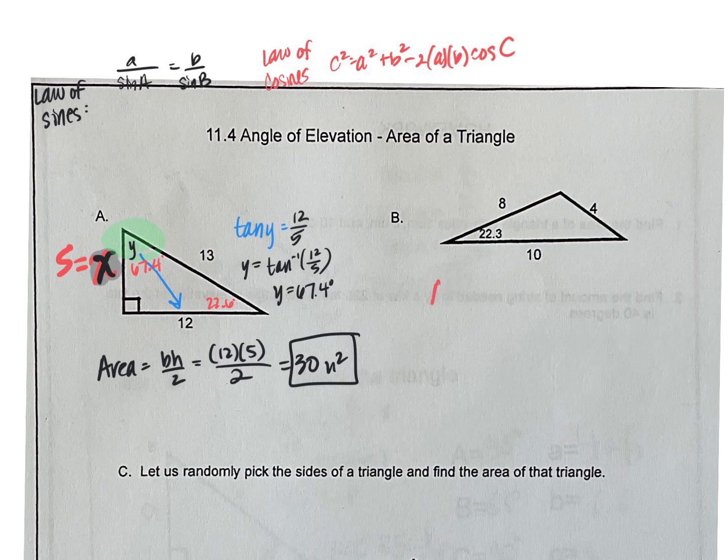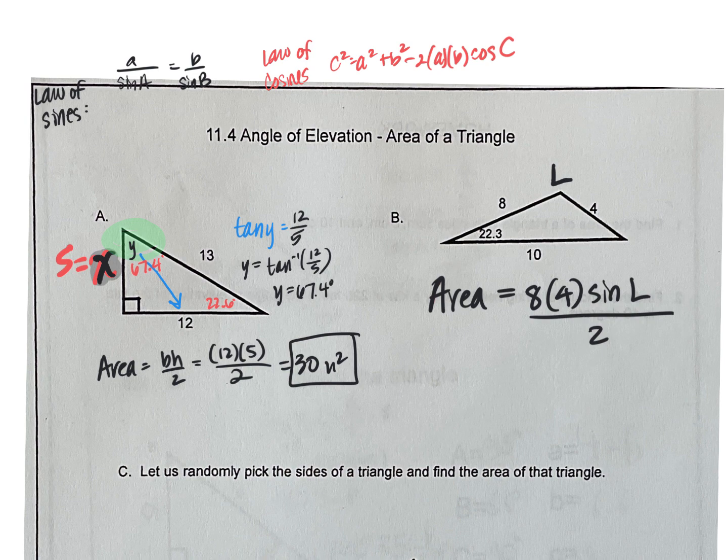The area, you could do that. We could go do SOHCAHTOA to find that. Or we could take 8 times 4 times the sine of this angle. Let's label this angle L for Liam. 8 times 4 times the sine of L, all of that divided by 2. That is another way to find area.